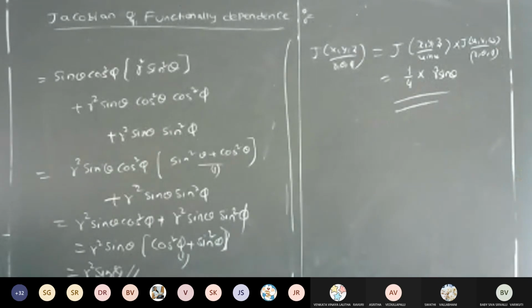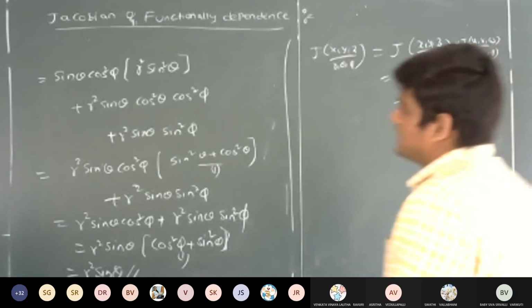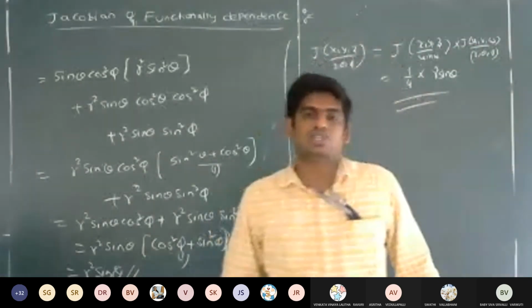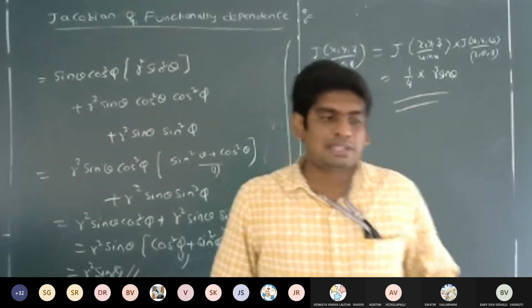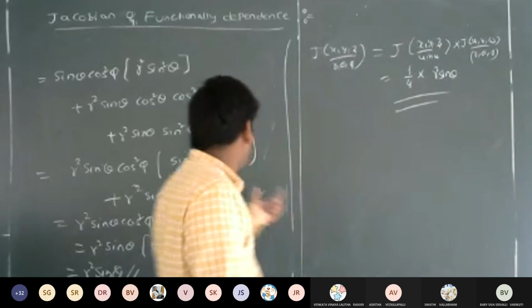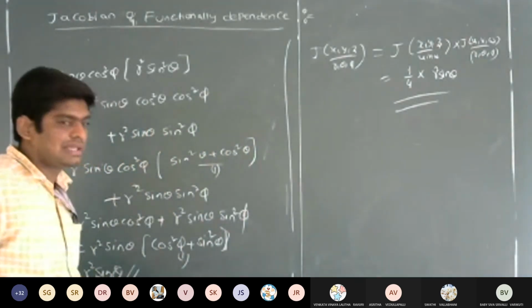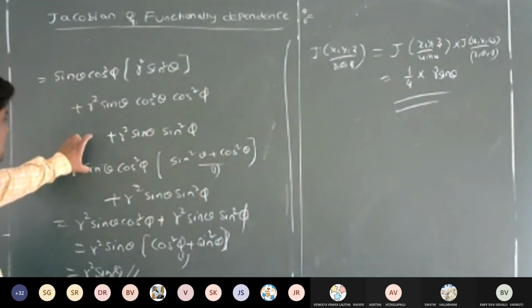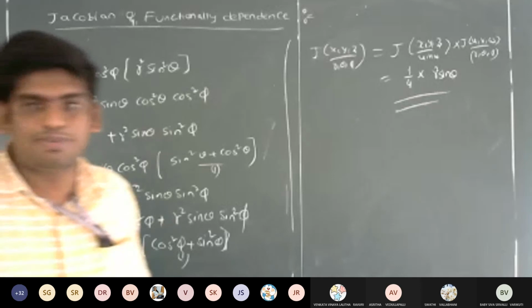Here we are using one trigonometric identity, that is sin square theta plus cos square theta is equal to 1. Based on the trigonometric identity we are forming and calculating the Jacobian. So this is called the Jacobian for the spherical coordinates.